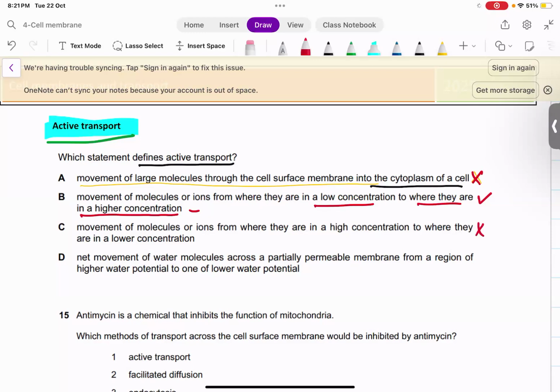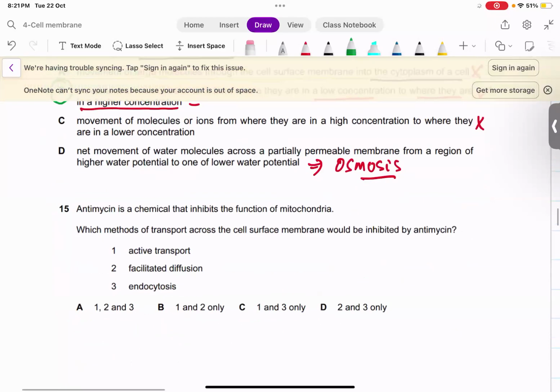Net movement of water molecules across a partially permeable membrane from a region of higher water potential to a region of lower water potential. We have already done that. This is a definition of osmosis, not that for an active transport. So even if there is no mention of an ATP here, this statement is correct for an active transport. Okay. So B is a correct choice.